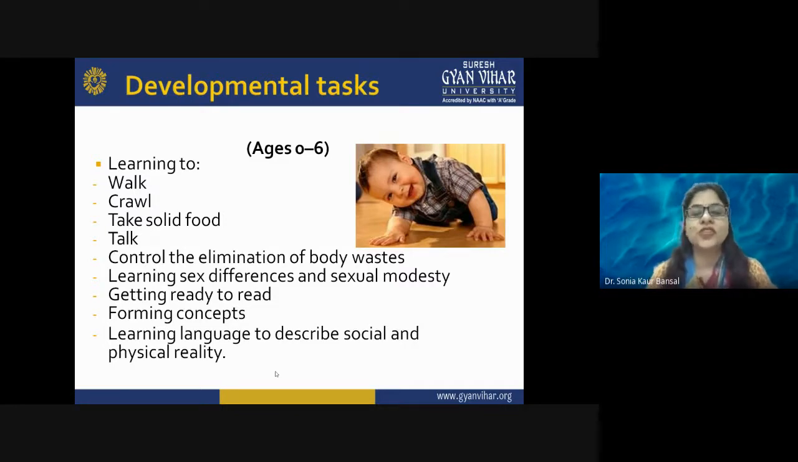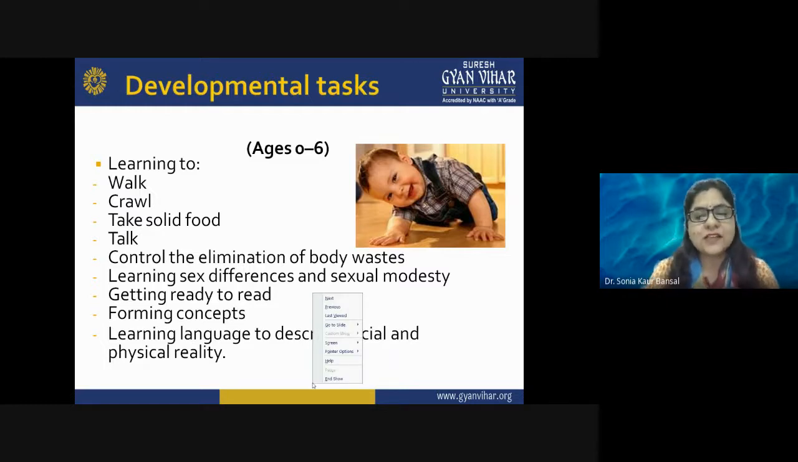So let's talk about 0 to 6 years, that is infancy and childhood. In this stage, the human being is expected to learn to walk, crawl, take solid food, and then talk. Now, just imagine, students, if these tasks are not completed in this stage, what would happen? It shows you the importance of developmental tasks at a particular stage. Then getting control over the elimination of body waste, learning sex differences and sexual modesty as well. Then getting ready to read is also one of the developmental tasks during 0 to 6 years. And then it's also the stage of forming concepts. Different concepts are formed during this stage, and learning language to describe social and physical reality as well.